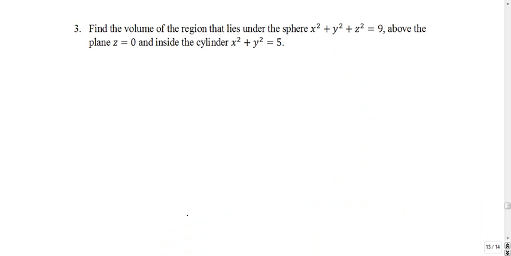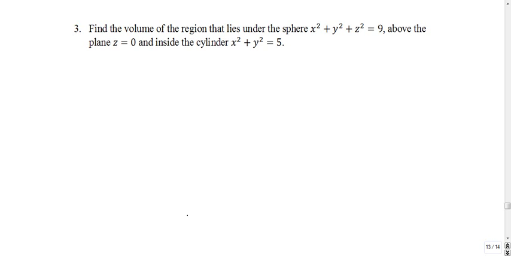Find the volume of the region that lies under the sphere x squared plus y squared plus z squared equals 9, above the plane z equals 0, and inside the cylinder x squared plus y squared equals 5. Okay? Do I want to draw this for you? No, I don't want to draw this. I know you want me to draw it, Phil, but I really don't want to do that.